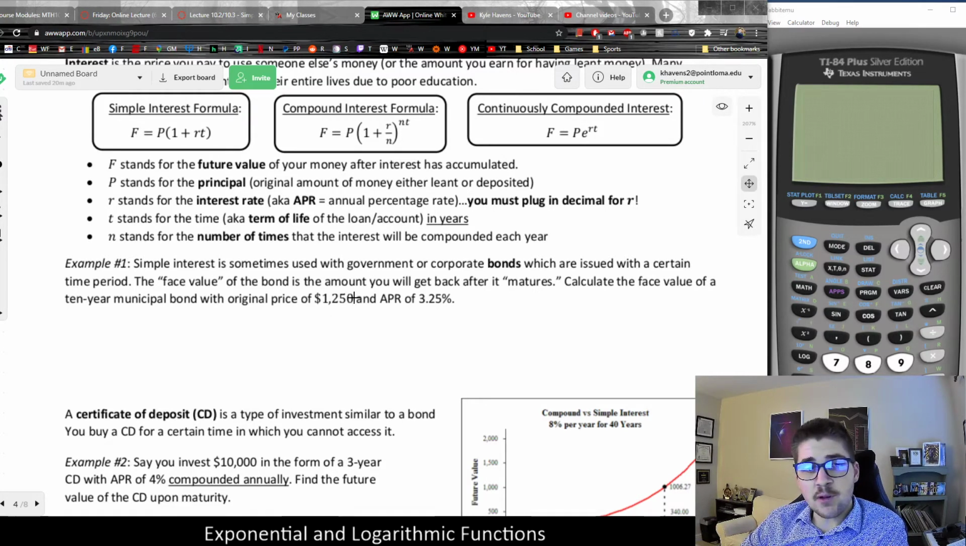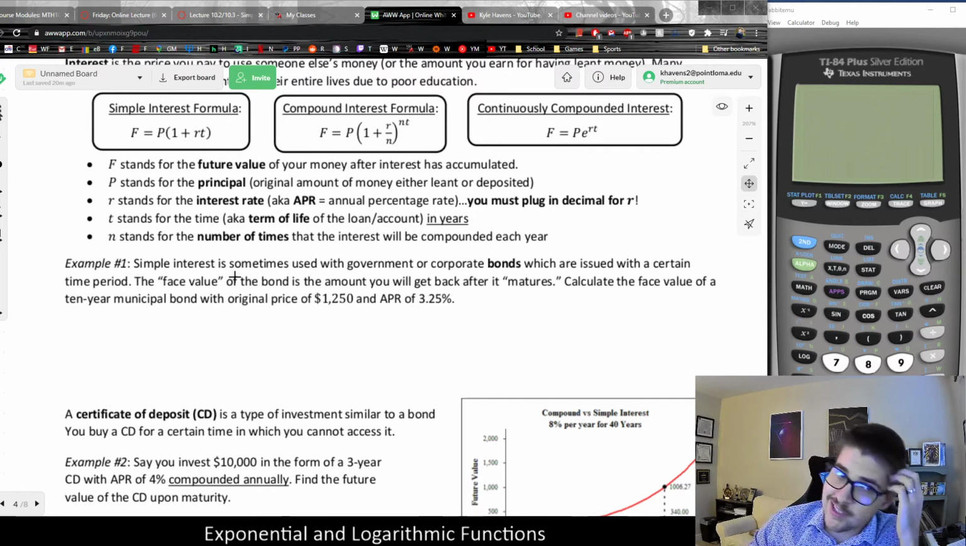So sometimes government or corporate bonds use simple interest to calculate the future value of the investment. And basically the idea here is that you're going to be investing in the government or a corporation, giving them money with the promise that they will pay you back more later. The face value of the bond is going to be the amount you get, which we often refer to as upon maturity, which is just a way of saying, well, in the future, after it's done growing, what will it be worth?